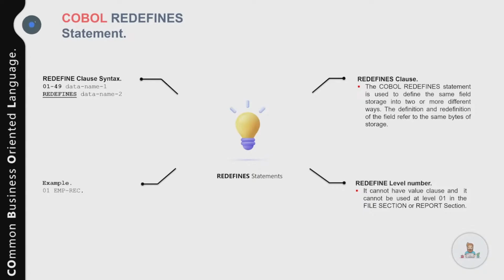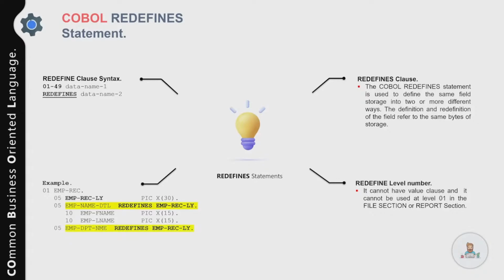Now let's talk about an example so that you can understand how exactly you can use the REDEFINES statement in your COBOL program. In the following example, you have an employee record which is defined at level 01, and at the 05 level you have employee-rec-layout, which is X(30). This 30 bytes of storage is redefined as first name and last name by a group variable, employee-name-detail, that redefines employee-rec-layout. Similarly, at the next level, employee-department-name redefines the employee-rec-layout once again into two different variables: employee department, which is X(10), and employee address, which is X(15).